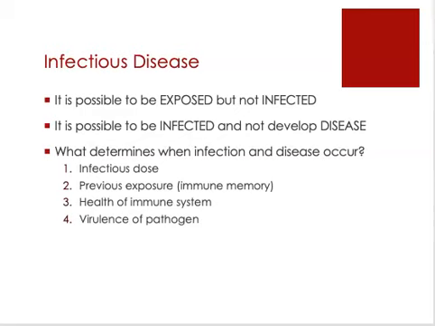It's important for us to be very clear in the language that we use when we're discussing infectious disease, because some of these terms can be mistaken for each other. For example, it's possible for a person to be exposed to a pathogen but not become infected with that pathogen. It's possible for a person to be infected with a pathogen but not develop outward signs of disease. So the question is, what determines when an infection occurs and when an infection becomes disease?